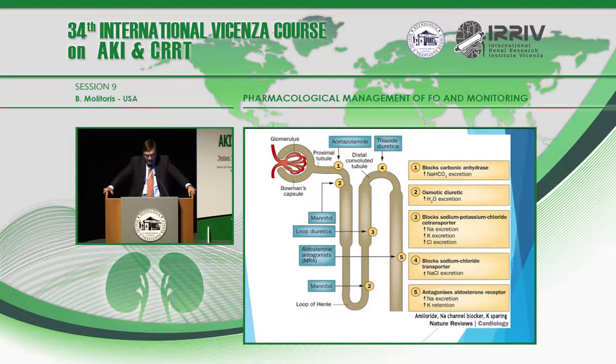So, and finally then we get to the aldosterone antagonists. We all know that they're potassium sparing, they increase sodium excretion, and not listed in this cartoon is amiloride, which is also a very effective sodium channel blocker, K sparing, and is not dependent upon aldosterone.